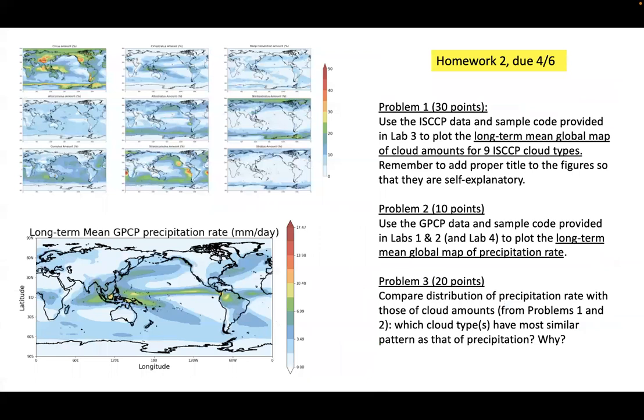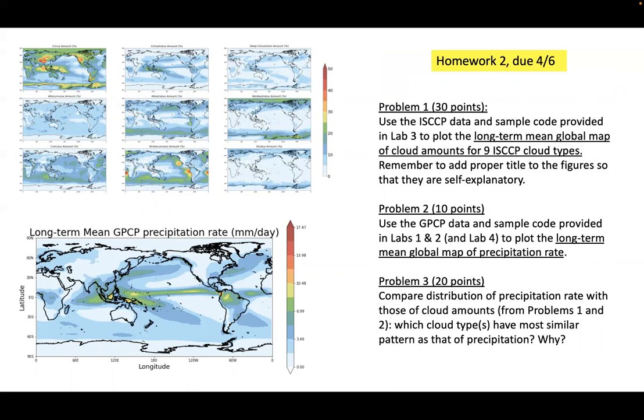Now, coming to the homework, I think you really should start it now. The first 3 questions are basically plotting these cloud types, right? Using the data I gave you, just plot them and describe a few features you see. I think the 3rd question asks you to compare clouds with precipitation.